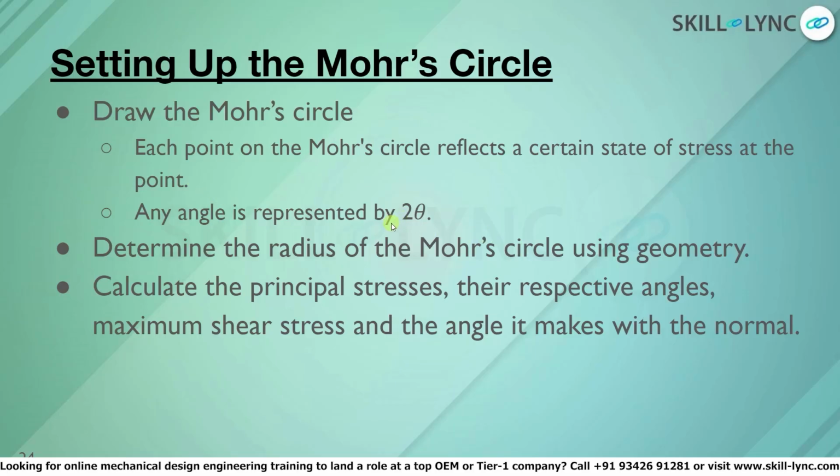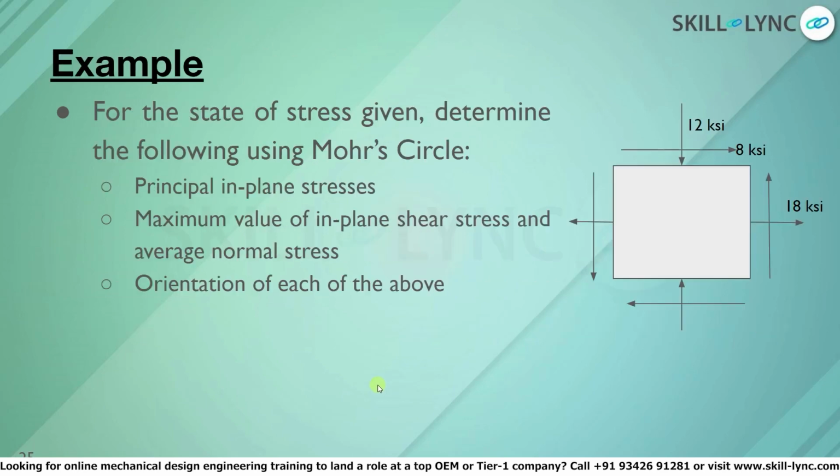And then the angle inside the Mohr circle will be represented by 2 theta, because we'll have a quadrant of 180 degrees. And after determining the radius of the Mohr circle using geometry, trigonometric ratios, or Pythagoras theorem, we'll calculate the principal stresses and their respective angles. Not only that, we'll also calculate maximum shear stress and the angle it makes with the normal. Now we'll go ahead with this problem statement. For the state of stress given, determine the following using Mohr circle: principal in plane stresses, maximum value of in plane shear stress, and average normal stress. And we should also figure out the orientations of each of the above.